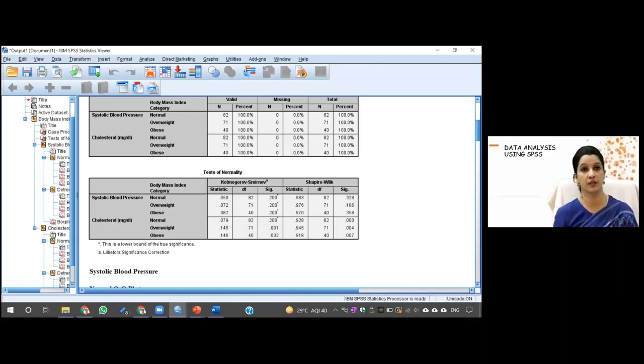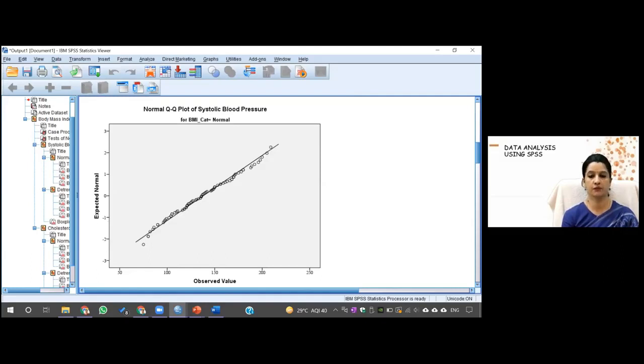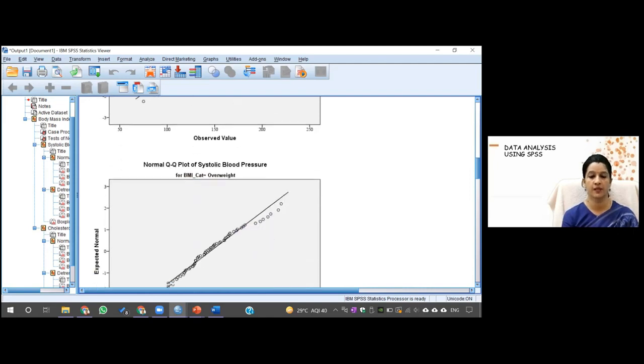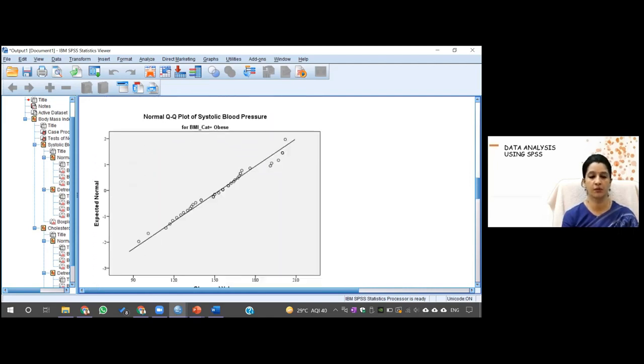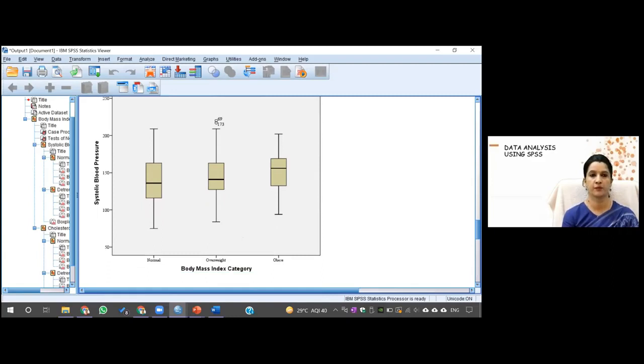And then there are subjective ways. In the subjective ways, we learned about the histogram and the QQ plot, that is the quantile plot. Because the sample size is more than 50, it is better to use the QQ plot. So I'll come down, and this visual inspection of the QQ plot shows that the systolic blood pressure across the BMI category normal is normally distributed. This is again normal. This is also normal.